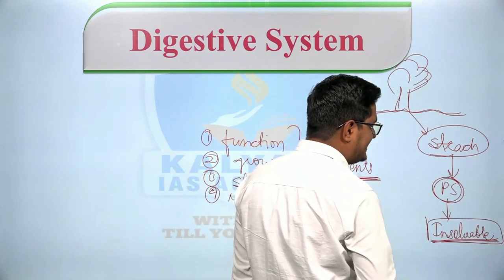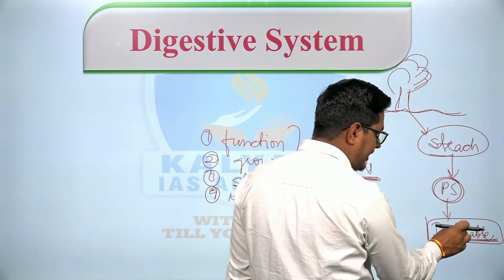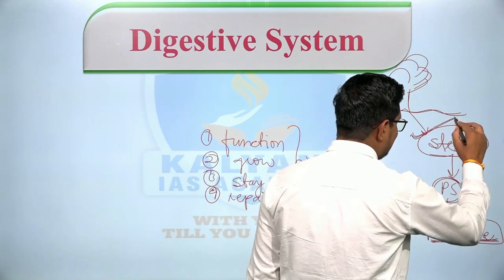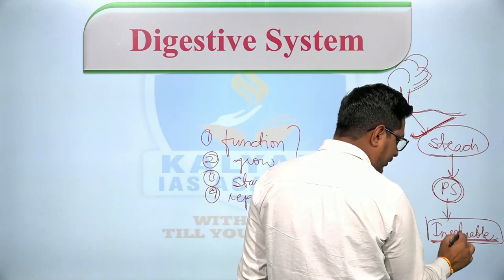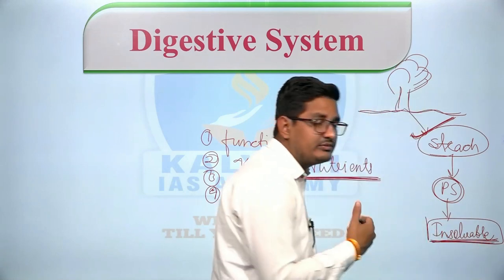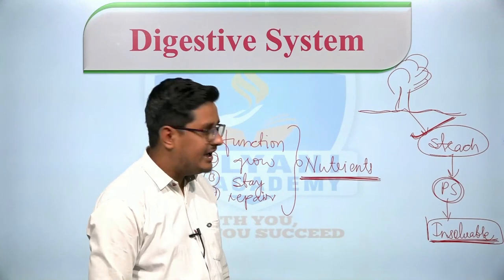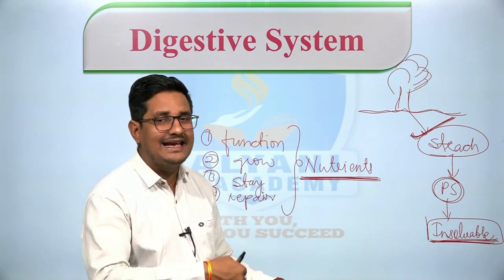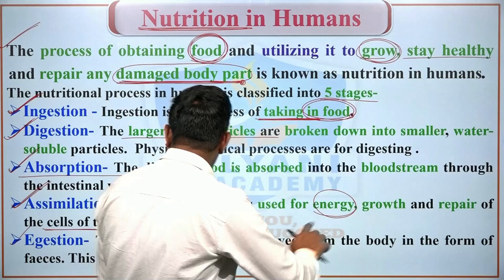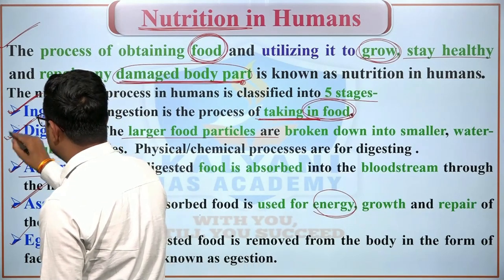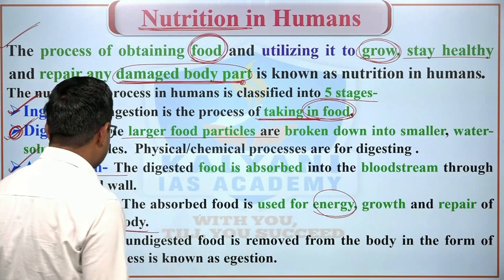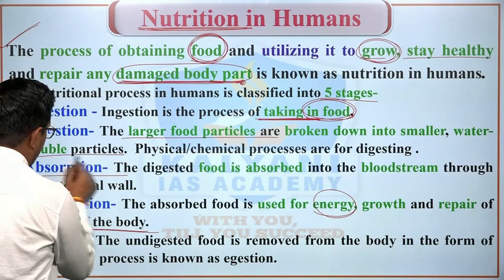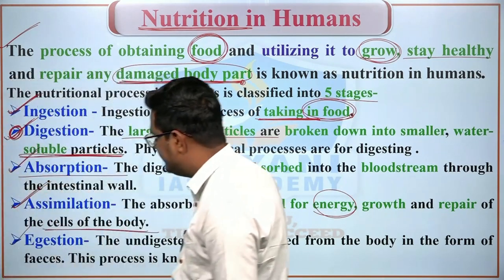Because in the process of digestion, these large particles or water insoluble particles, or this starch, which is a polysaccharide and water insoluble, is broken down into smaller or water soluble particles so that these food particles or these nutrients can be absorbed by the human body and can be assimilated by the human body. Therefore, the digestion process is most important, right? So what is digestion? The larger food particles are broken down into smaller water-soluble particles, and this process is known as digestion.